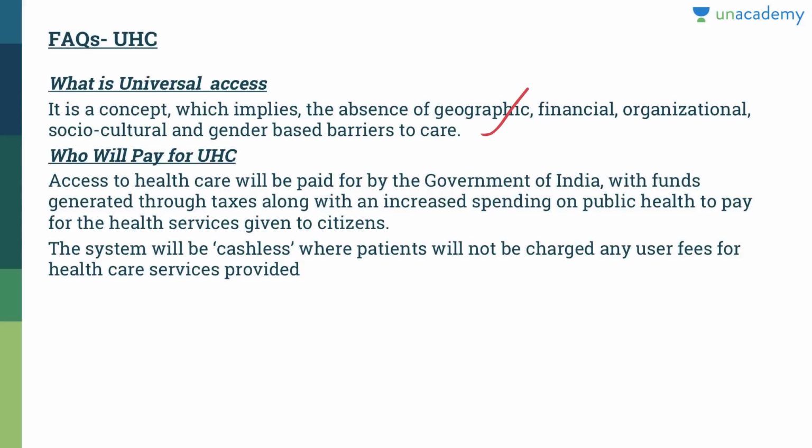Now who will pay for universal healthcare? Obviously poor people cannot pay money, right? Otherwise they will go to the private sector only. So access to healthcare will be paid for by the Government of India.